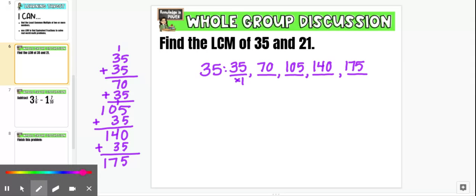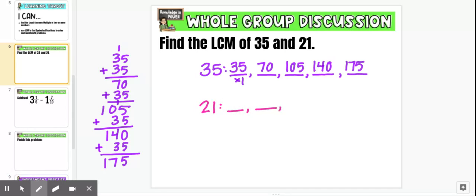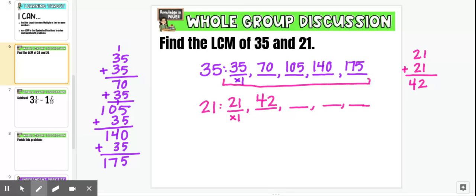So I'm going to do that same process, but for 21. Now, after every single number, I'm going to ask myself, do we have anything in common yet? Okay, so the first one is always times 1, so 21. And we don't have anything in common yet. So I'm going to use the repeated addition method, in the same way that I did 35. So 42. There's nothing in common yet because there is not a 42 in this list up here. So I'm going to keep adding 21 and then look again.